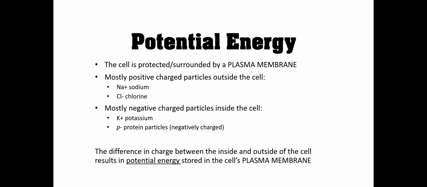The difference in the charge between the inside and the outside of the cell, so say outside of the cell, there's so much positive charge from the sodium ions, and inside of the cell there's so much negative charge from the protein particles, and the difference between the two results in potential energy. That potential energy is stored inside the cell's plasma membrane, that divider that divides the inside of the cell from the extracellular space. Since the membrane is in between the two, the membrane is what holds all of that potential energy from the difference in charges.